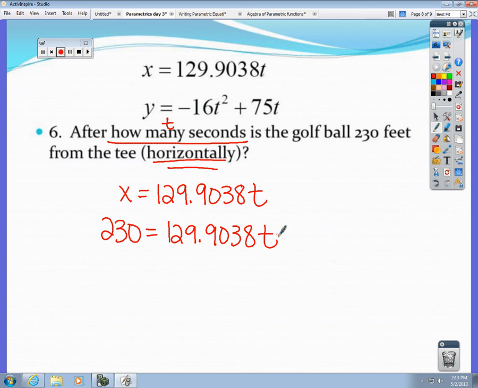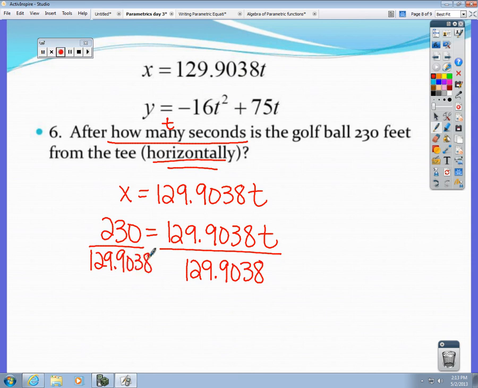So to solve for t, all we have to do is divide by the 129.9038. Okay, and our t value would be approximately 1.771 seconds.